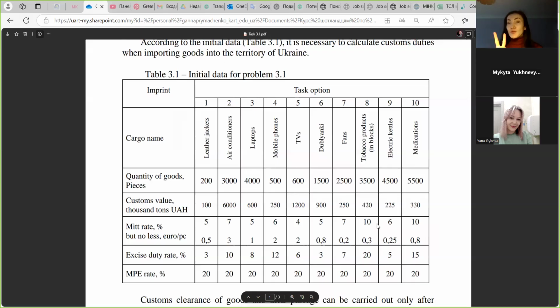That is all. We have two parameters. We need to multiply the customs value by the mid rate, not in percent but as a fraction when we divide it by 100. It will be our ad valorem duty, and we have the result in hryvnias and leave two digits after the comma. It is enough.